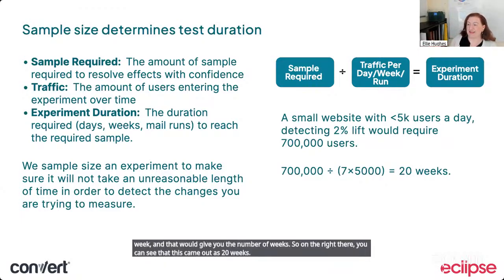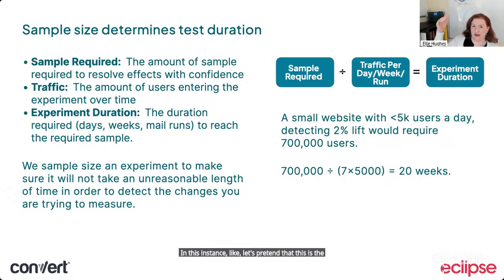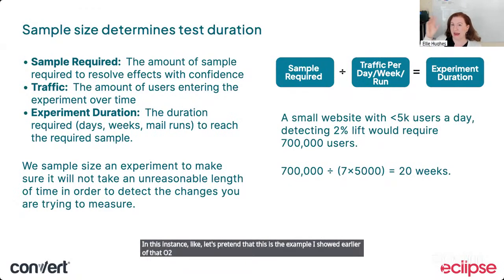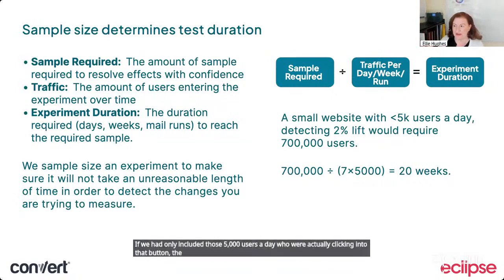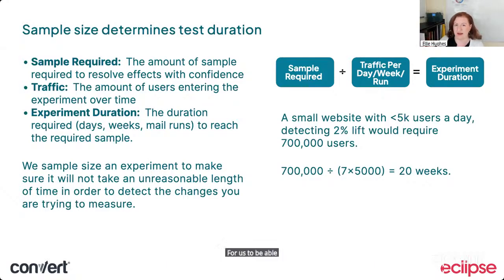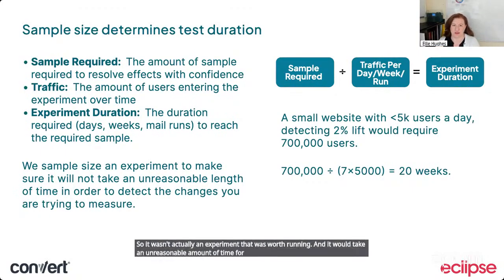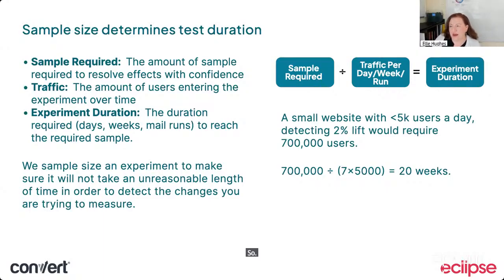In this instance, let's pretend that this is the example I showed earlier of that O2 experiment. If we had only included those 5,000 users a day who were actually clicking into that button, the experiment would have taken 20 weeks for us to be able to detect a 2% lift in conversion rate. So it wasn't actually an experiment that was worth running, and it would take an unreasonable amount of time for you to be able to make a decision and learn from what you were doing. So that's a simple way of looking at it.